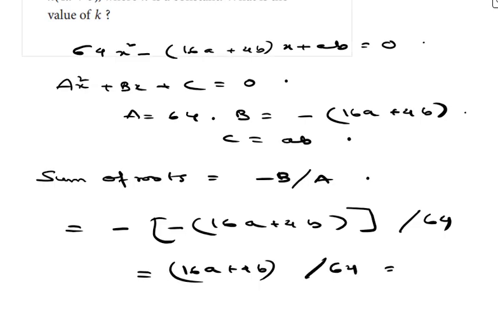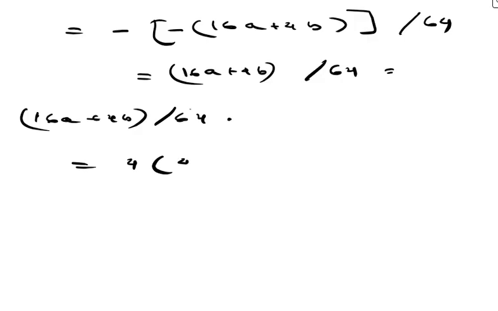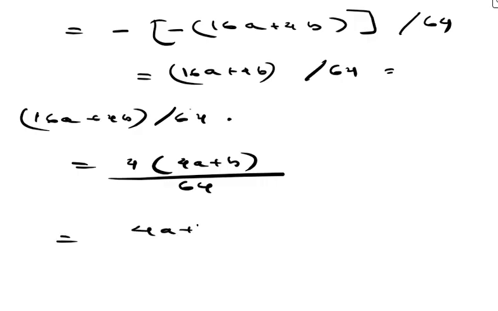Now simplify the expression. So (16a plus 4b) by 64. We can take 4 as common from the numerator. So this is 4 into (4a plus b) by 64. Now we simplify 4 divided by 64, that is 1 by 16. So therefore sum of roots becomes (4a plus b) by 16. So we have found that the sum of the solution is (4a plus b) divided by 16.